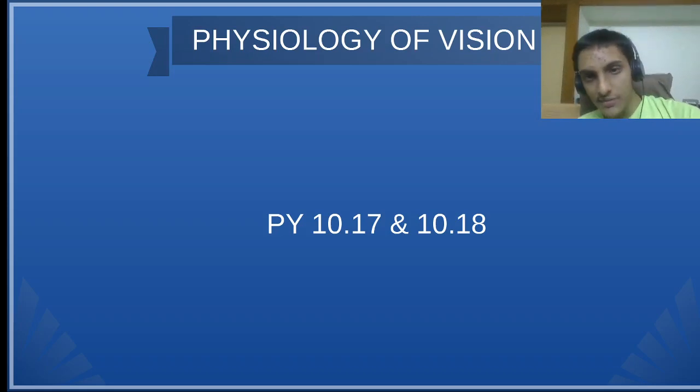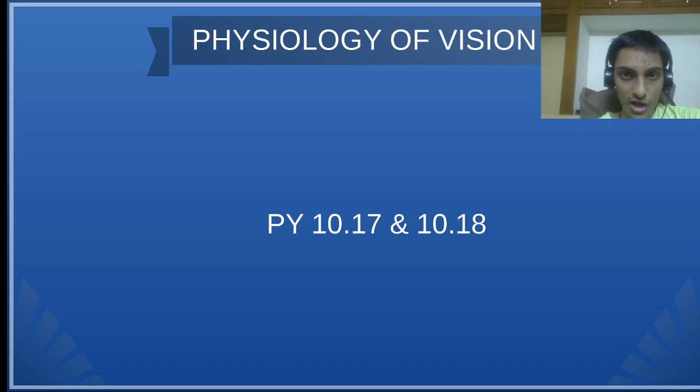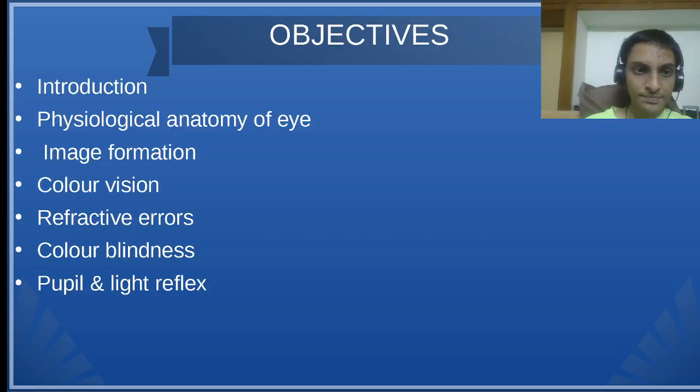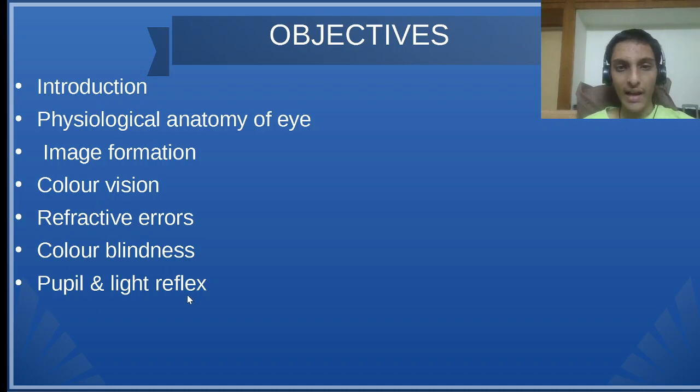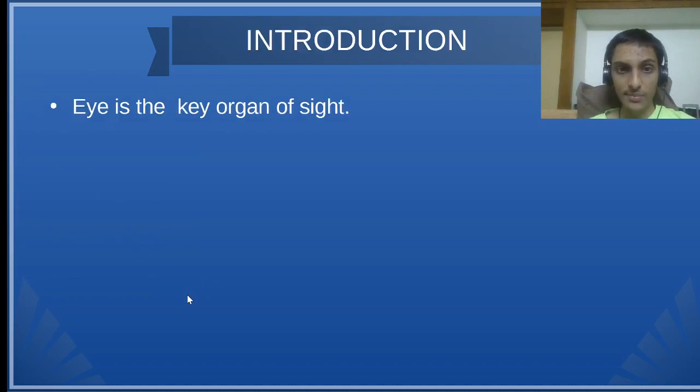Hello friends, in this video we will talk about physiology of vision. So we will see with introduction, physiological anatomy of eye, image formation, color vision, refractive errors, color blindness, pupil and light reflex along with the visual pathway and lesions.